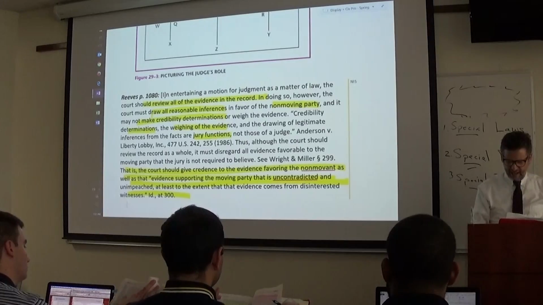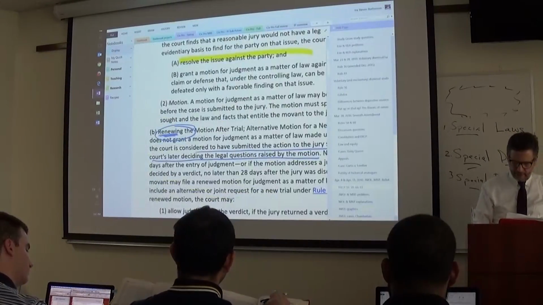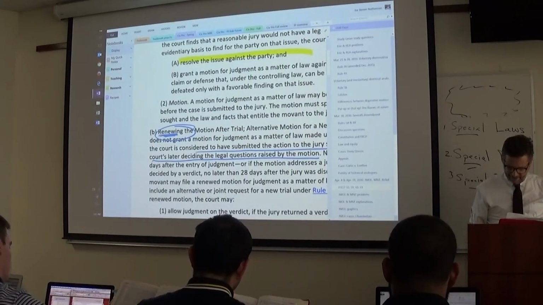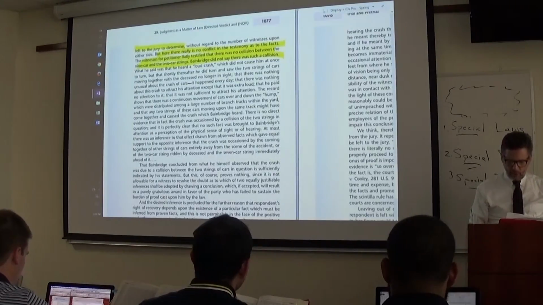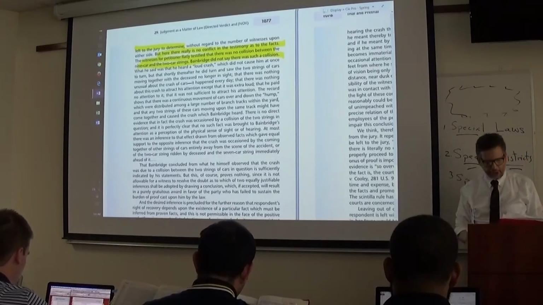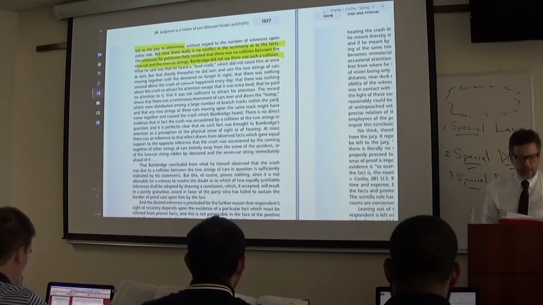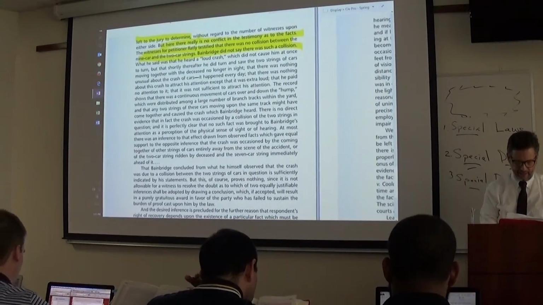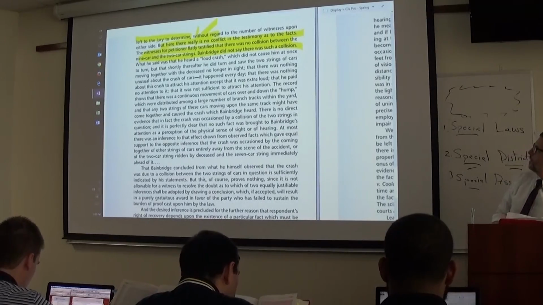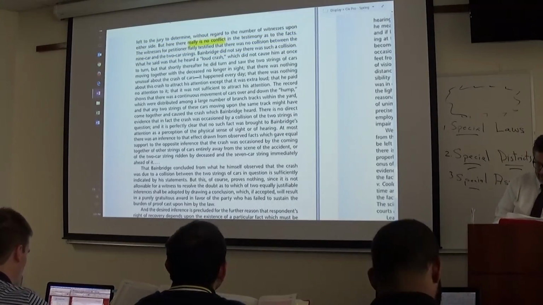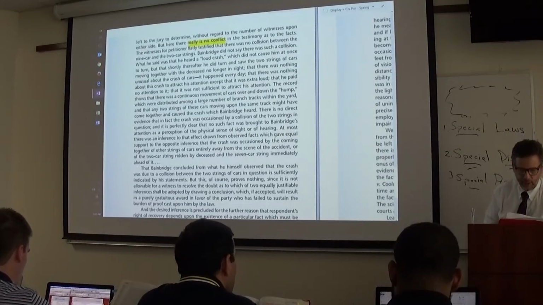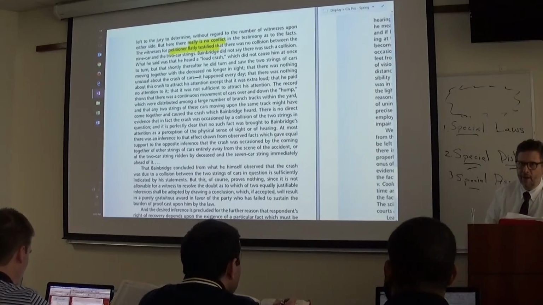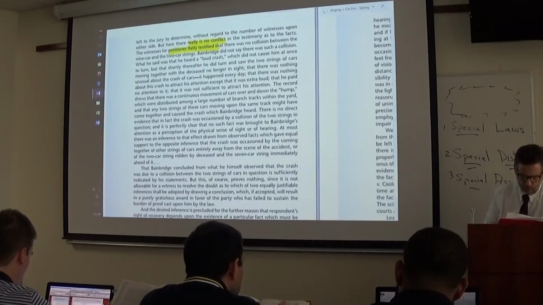(1077) and 1078. Now we know that in a JMOL motion, the court is not supposed to weigh evidence. It's not supposed to determine credibility. But look at some of the things the court says on 1077 and 1078. At the top, there really is no conflict in the testimony, says the court. The defense witnesses, quote, flatly testified there was no crash.